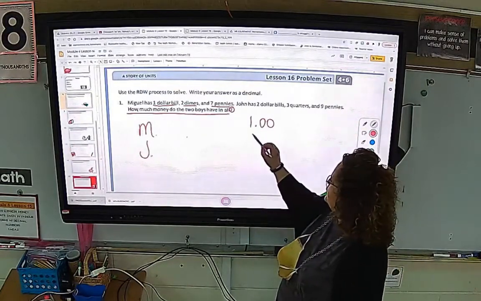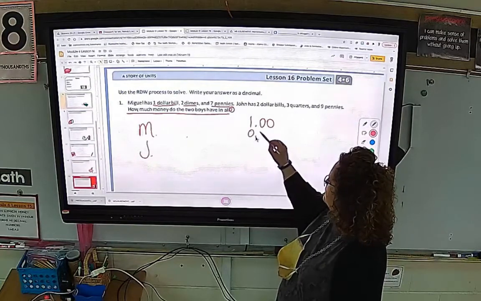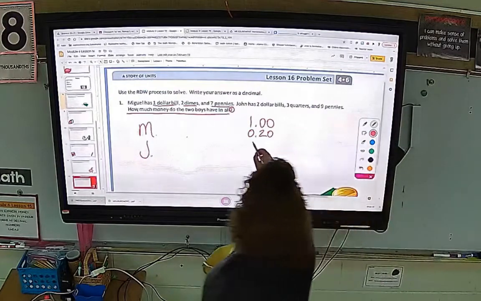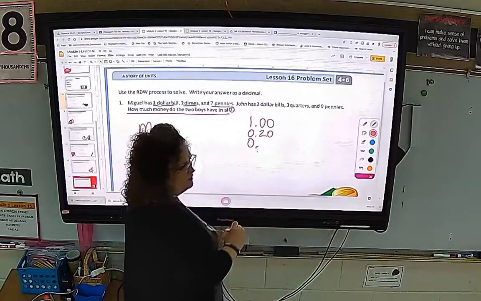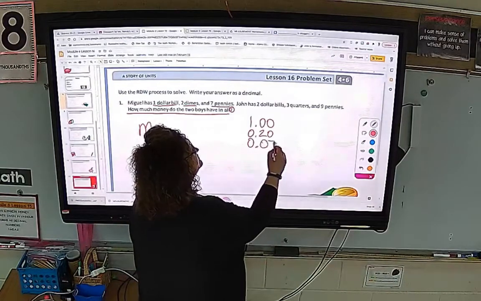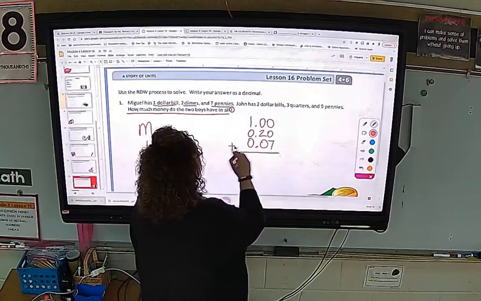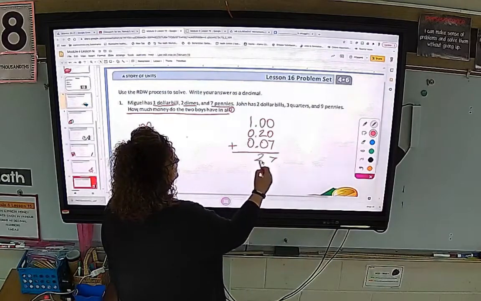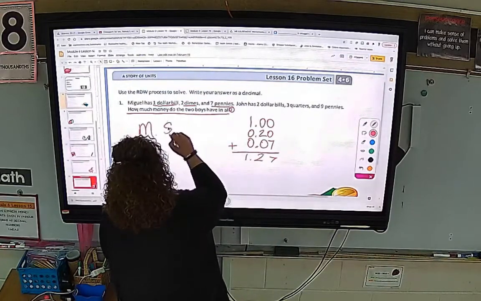20 or 0.20. Okay, and 7 pennies. 0.07 because it's 7 hundredths. All right. If we add all that up together, Miguel has $1.27.